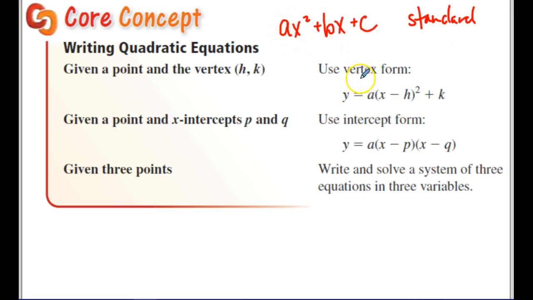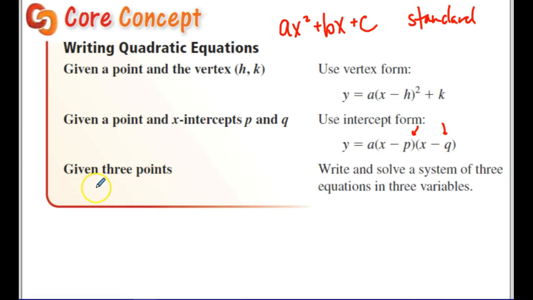Okay, we also have vertex form, right? And vertex form is where we have that h and k. And then we can also use intercept form, right? And we're dealing with our x-intercept. So this p and q would be where my graph crosses the x-axis. That's really what we're looking at here. These are the two places that it crosses the x-axis. And we'll look at some examples of these.